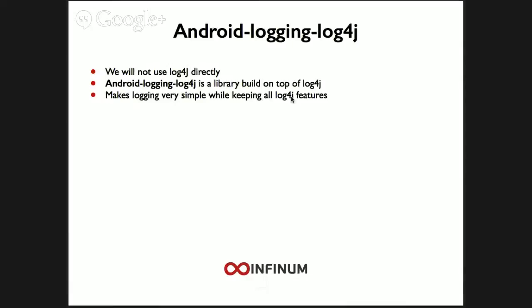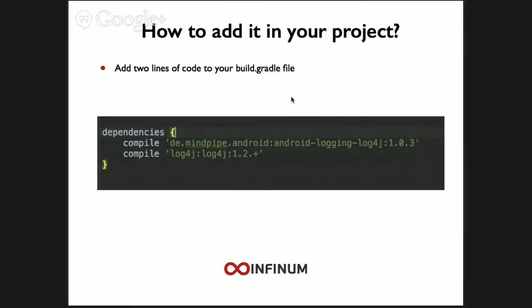Next, we won't use Log4j directly. On the last slide, you can check out why. It has a detailed explanation of why you can't use Log4j directly in Android. That's why we will use the Android logging Log4j library, which is built on top of Log4j. It makes logging on Android very simple, and it keeps all Log4j features. So how would you add it? You need to add 2 lines of code to your build Gradle. You need to download Android logging Log4j from Maven Central, and of course the Log4j library.